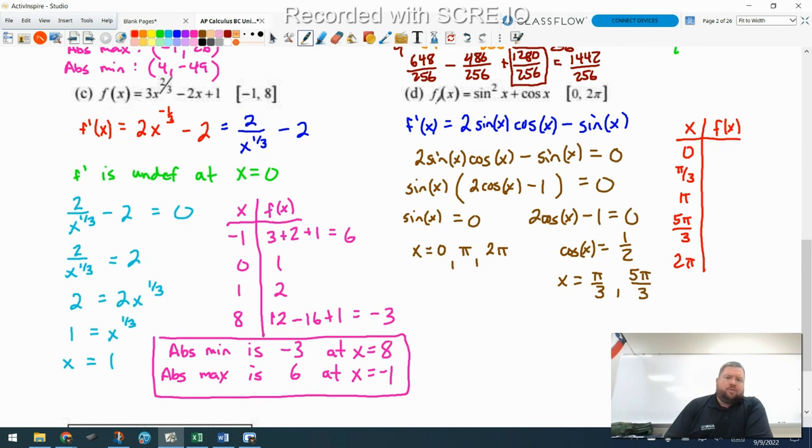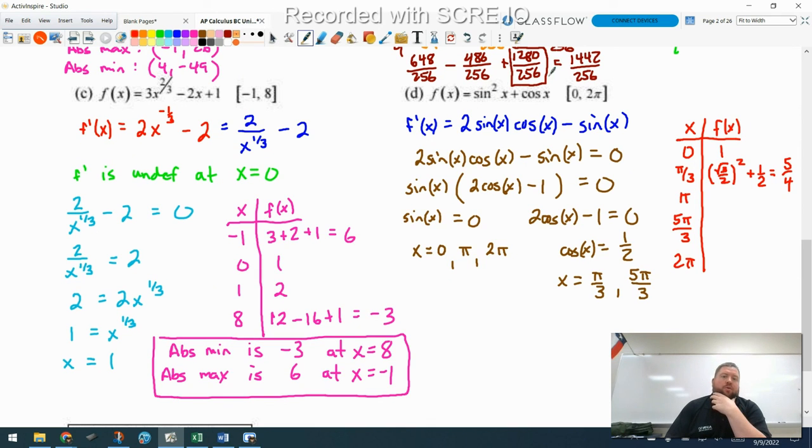Okay, so we're plugging these into our original function. Sine of 0 is 0. Cosine of 0 is 1. So that's 0 plus 1. All right, sine of pi over 3 is square root of 3 over 2. And then you have to square that. And then cosine of pi over 3 is 1/2. All right, so this is 3 over 4 plus 2 over 4, which is equal to 5 over 4.